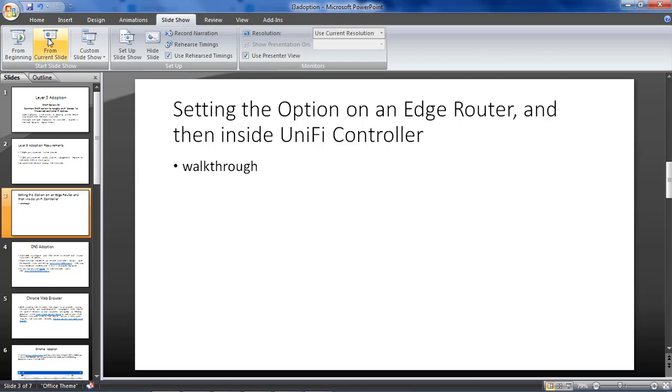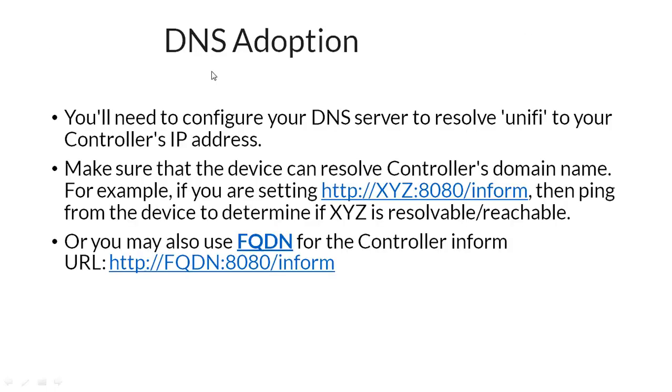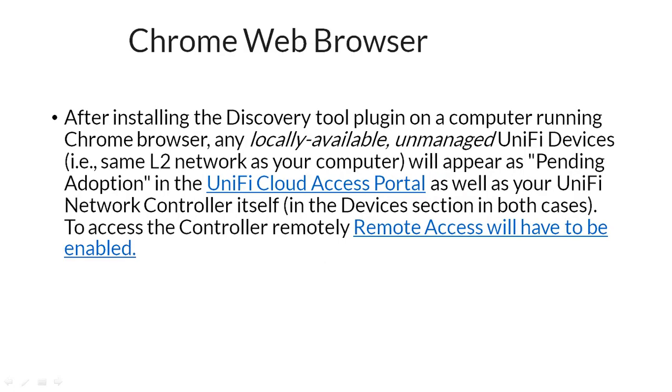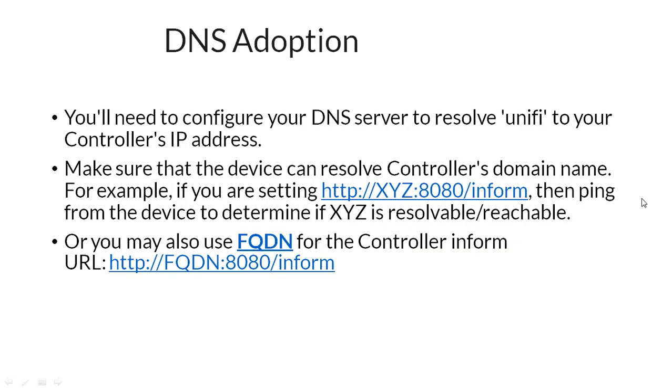Open that up again. All right, so we did that walkthrough. So DNS. The last part is DNS. You can actually use a DNS server to help you adopt an access point if it can resolve the word Unify to a host address.